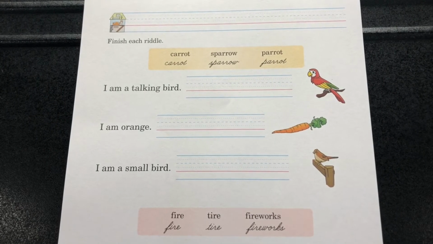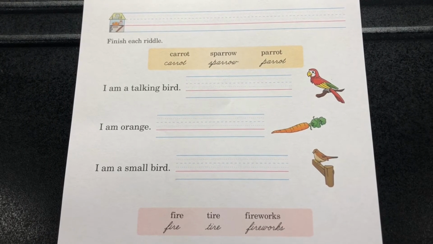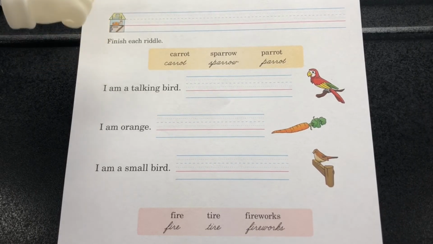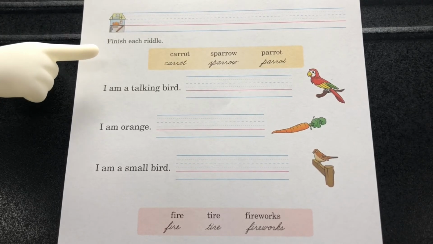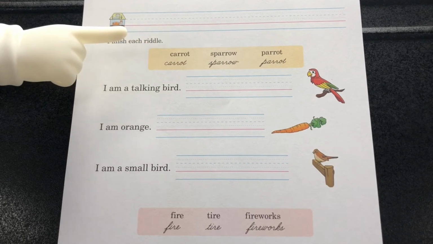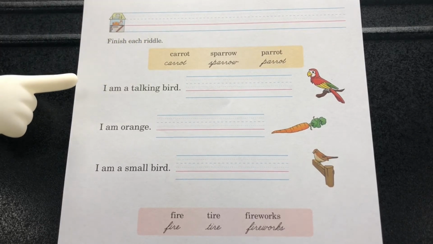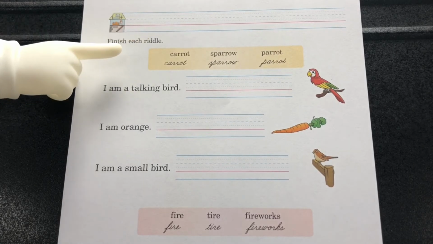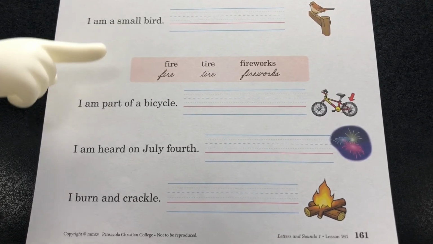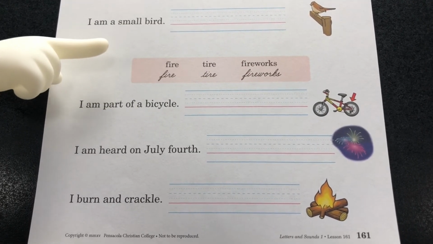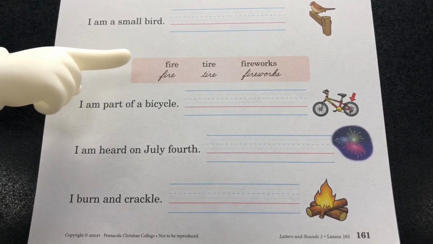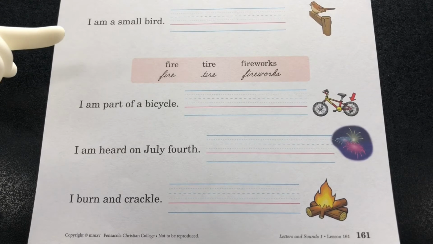Take a look at our letters and sound, page 161. As always, boys and girls, please make sure you have your name on your paper. Here, finish each riddle. The words in the box are carrot, sparrow, and parrot. So you're going to read the riddle and you're going to pick a word from the word bank and write it on the line. The words in this word bank are fire, tire, and fireworks. Once again, you're going to read the sentences, pick a word from the bank to complete the riddle.